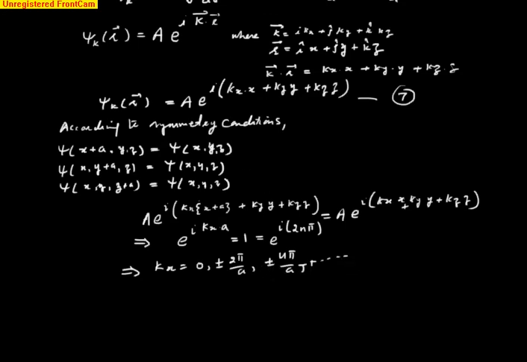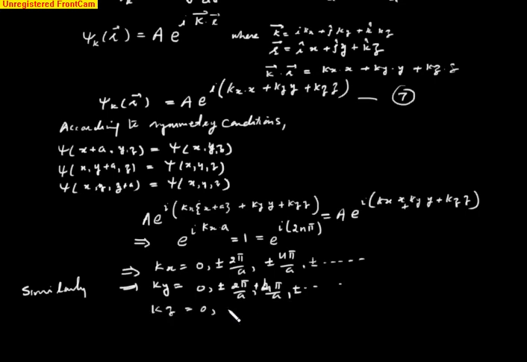So all these values are in terms of plus minus values, and it will be the same. And similarly we can write ky will be equal to 0, plus minus 2π by a, plus minus 4π over a, and so on.